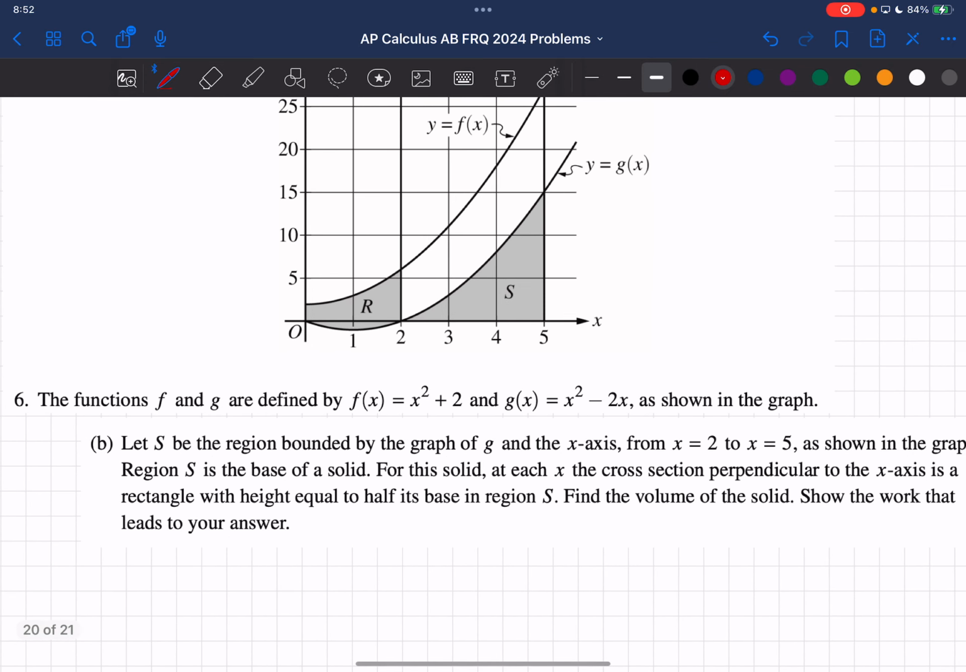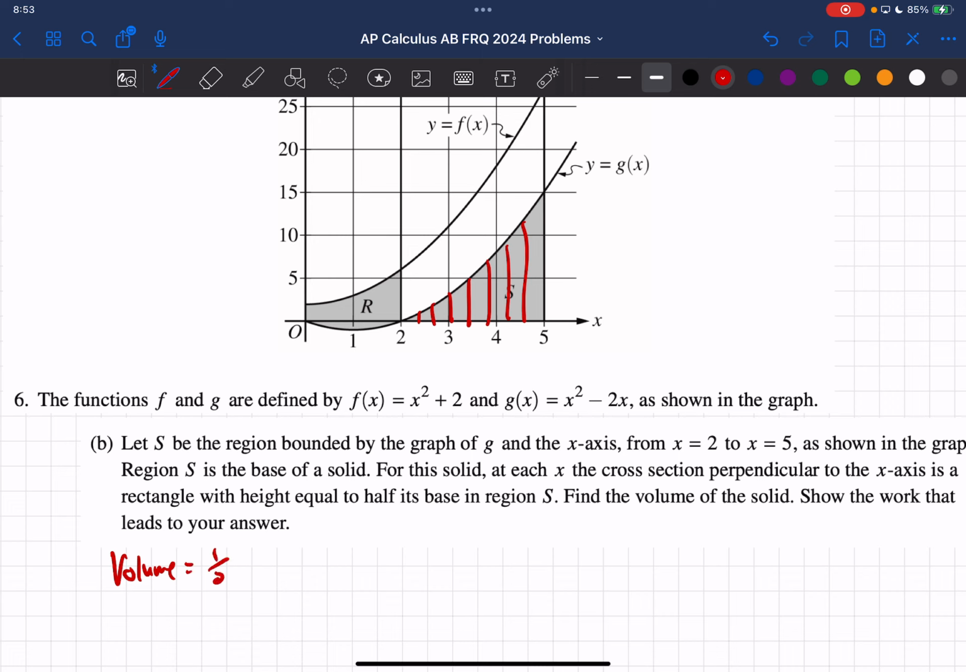So that was part A. Part B, it says let S be the region bounded by the graph of g, the x-axis, from x equals 2 to x equals 5, as shown here. Now region S is the base of a solid. At each x value, the cross-section that is perpendicular to the x-axis is a rectangle, and the height that's standing up is half its base. So we want to find the volume.